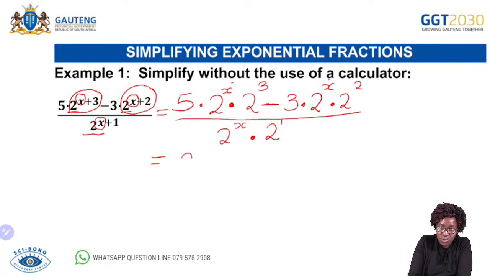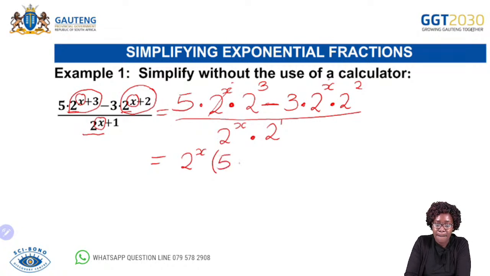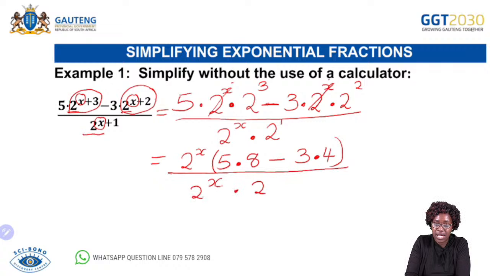So I'm going to take out the common factor, 2 raised to the power of x, and what is going to remain inside the brackets? Remember, this now has been taken out, so what's remaining there is 5 multiplied by 2 raised to the power of 3. And we all know that 2 raised to the power of 3 is 8. Then I say subtract. I've also taken out common factor, which is 2 to the x. Then this becomes 3 multiplied by 4. And then I'm going to divide all this by 2 raised to the power of x multiplied by 2.